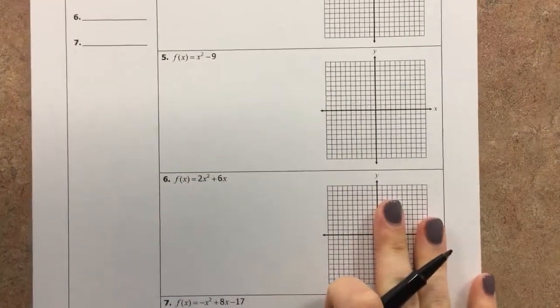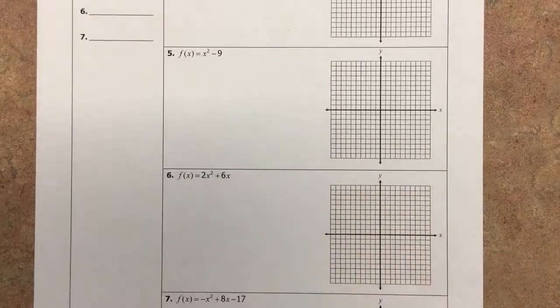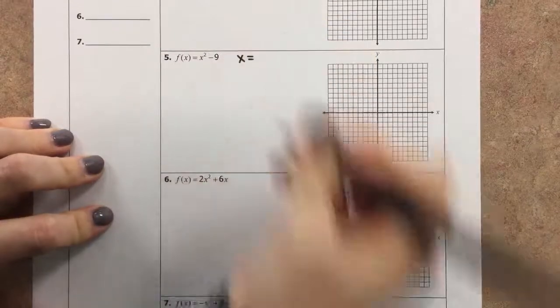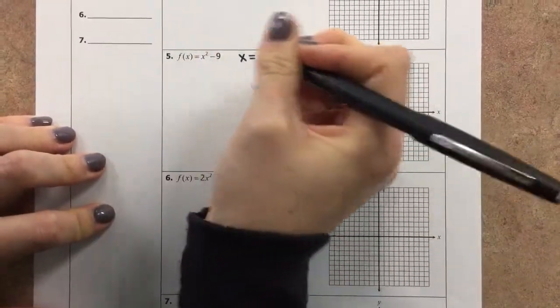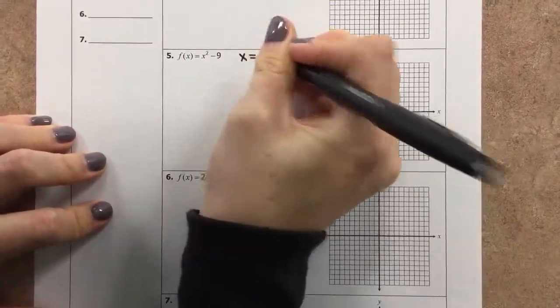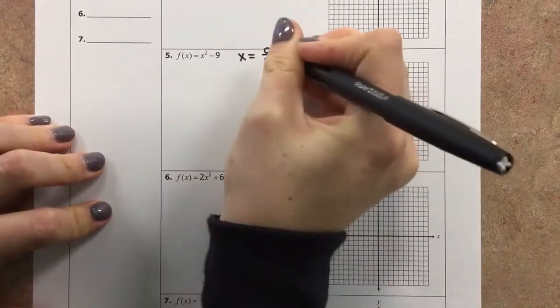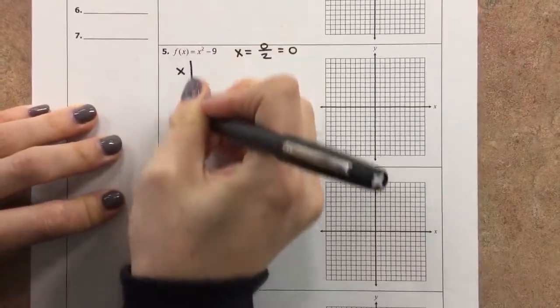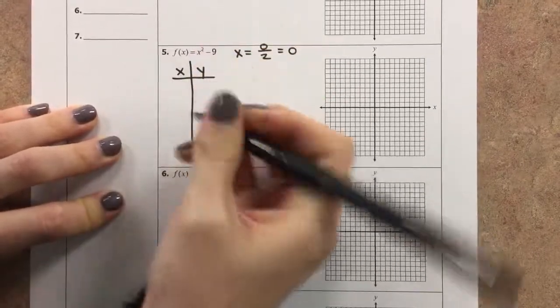Keep going with our odds. So we're going to have 2 more here. Number 5, we have x squared minus 9. So we do -b, and there is no b term here, so that would just be 0 over 2a, which would be a 0. So the x value of my vertex is just 0. So I can use that right in the middle of my table when I start setting values up.